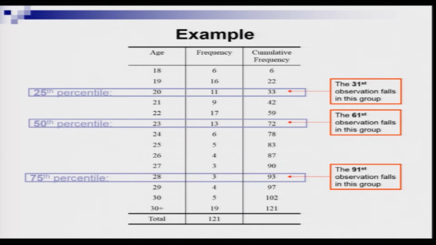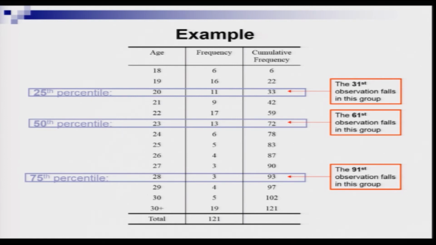So, you see that we do not observe a number 31 in the cumulative frequency table, we observe 33. So, we have to refer to this particular class or group, and then the corresponding age is 20. So, hence the 25th percentile, or the Q1, or quartile 1 for the age distribution is number 20.